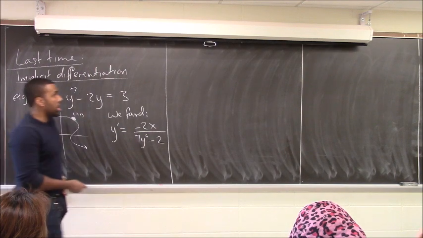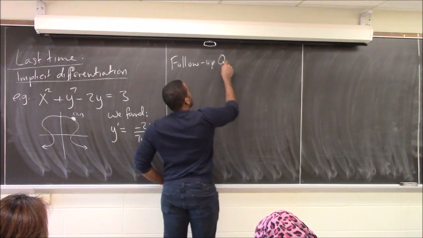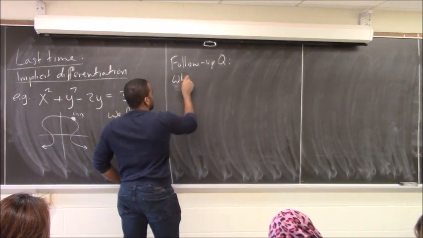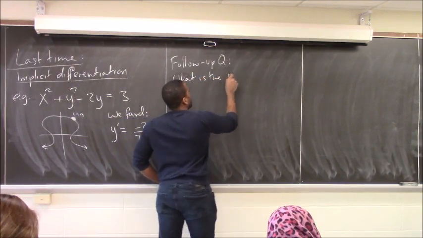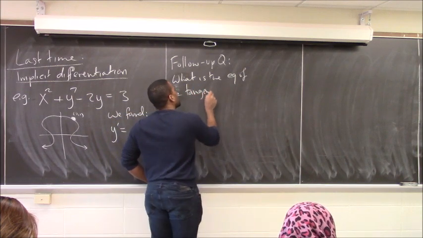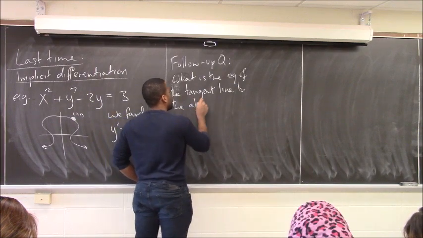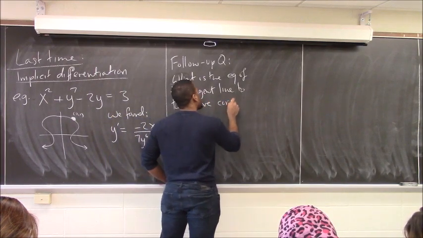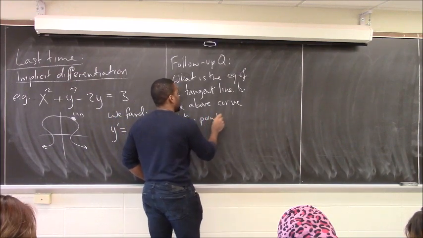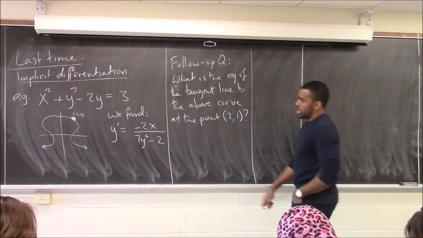So let's say I were to ask you a follow-up question here. Phrase that as a question: what is the equation of the tangent line to the above curve at the point (2, 1)? Okay, how would we actually go about doing that?